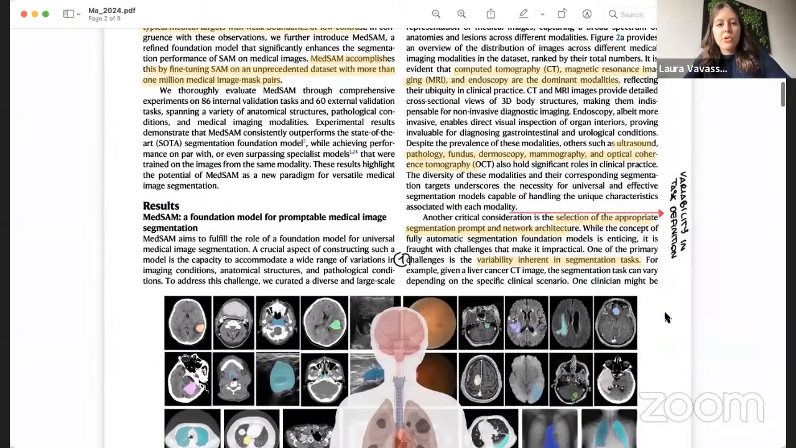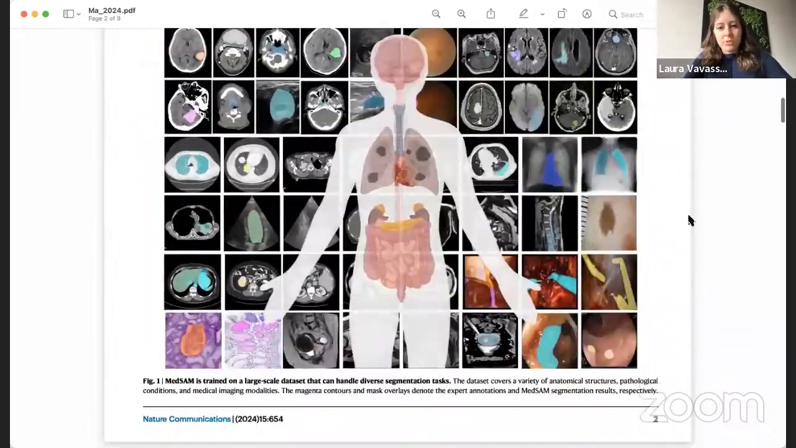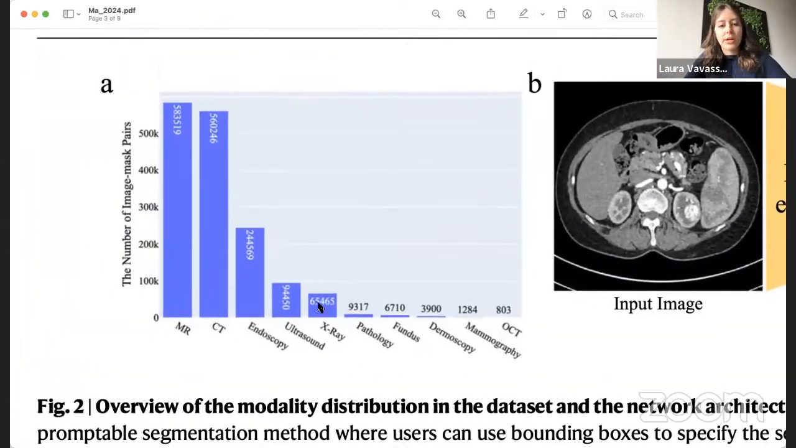So the idea is that this foundation model is trained on a very large amount of data. We are talking about a data set with 1,570,263 medical images. And these images are all paired with a mask, an annotation of a region of interest that is the one that needs to be segmented. There are different modalities that were comprised into this data set, among which MRI, CT, and endoscopy are the most represented ones, but there are also ultrasound, X-ray, pathology, fundus, dermoscopy, mammography, and OCT.